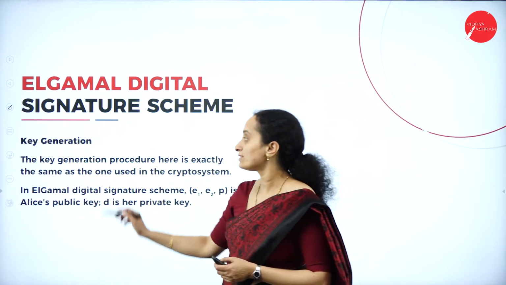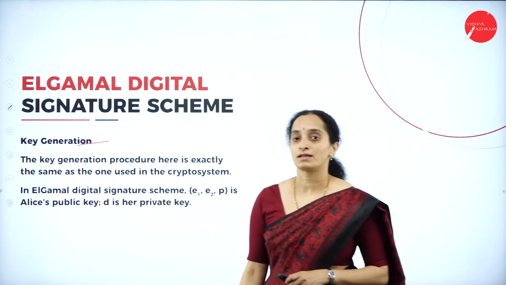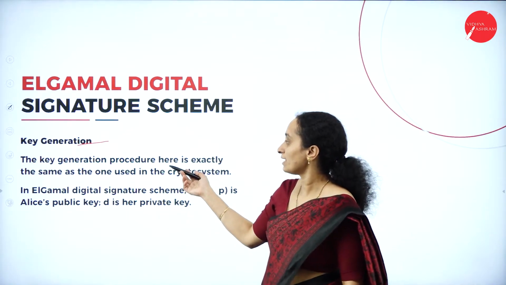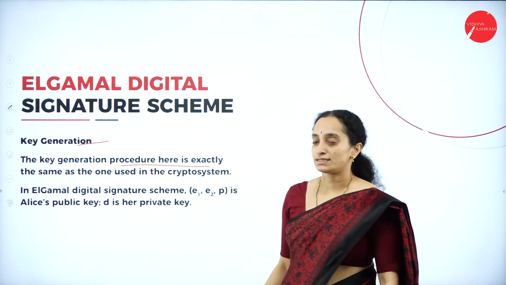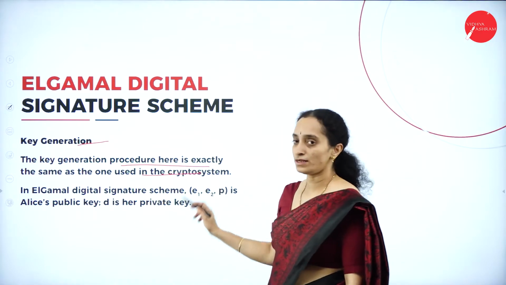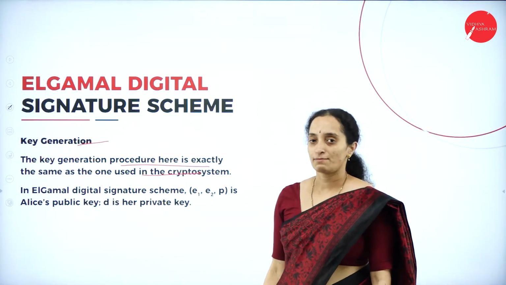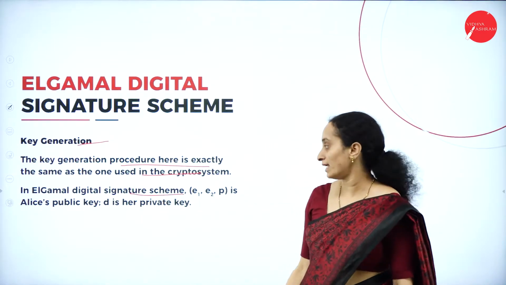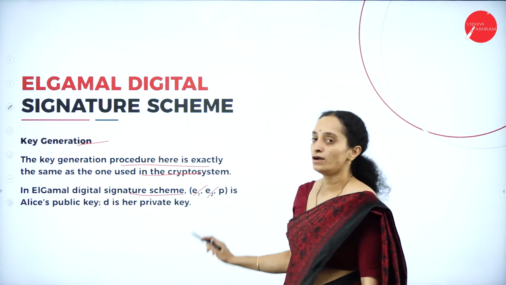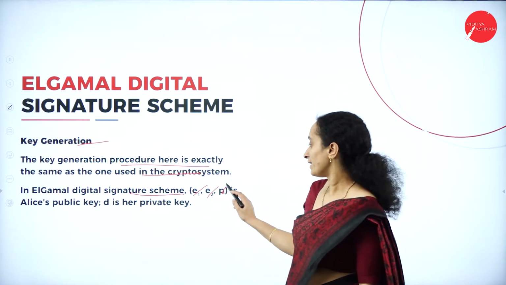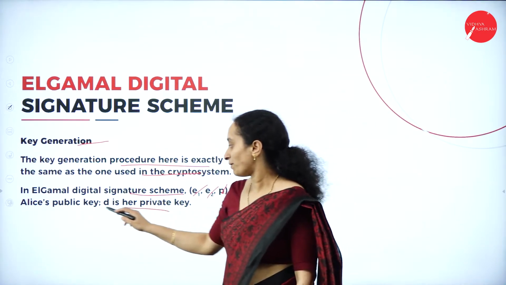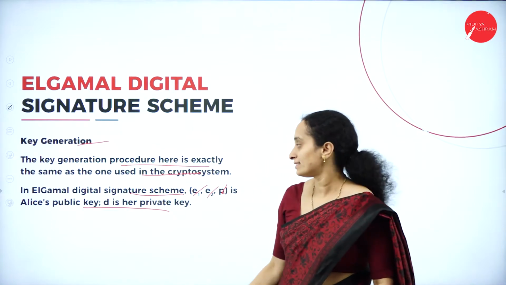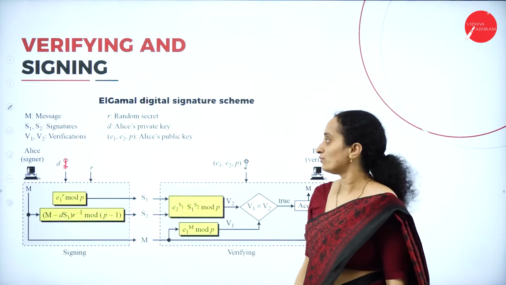How the key is generated in the ElGamal Digital Signature scheme is exactly the same as the one used in the ElGamal crypto system. In the ElGamal Digital Signature scheme, we have two empirical values and a prime value, which is the public key, and D is the private key we use.